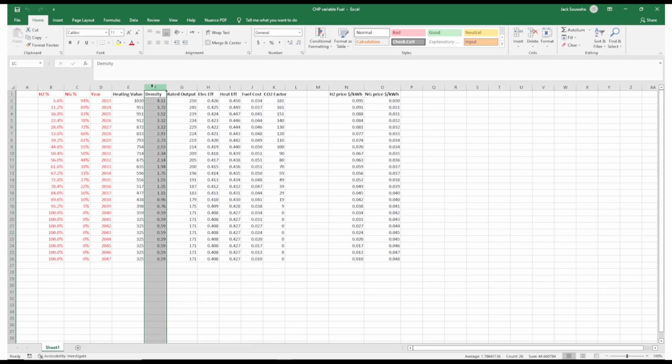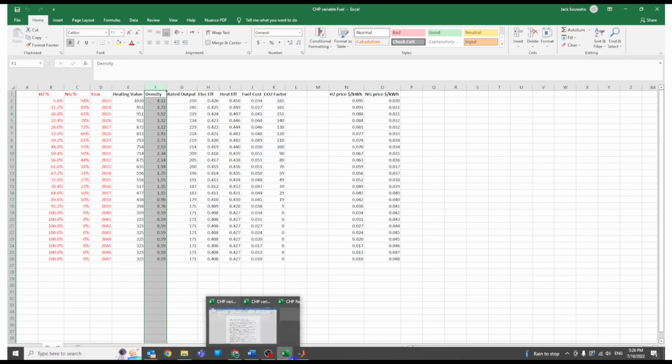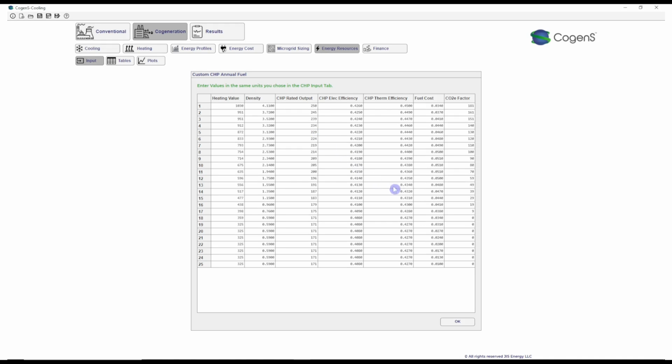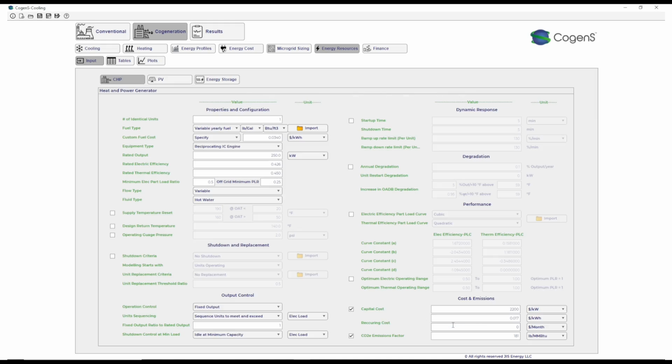The fuel density is used by CogenS only when the fuel cost unit is in dollars per volume or weight, depending on the fuel gaseous or liquid state. In this example, we are entering the fuel density in liquid state in pounds per gallon, but it will not be used by CogenS since our fuel cost unit is in dollars per kilowatt hour.